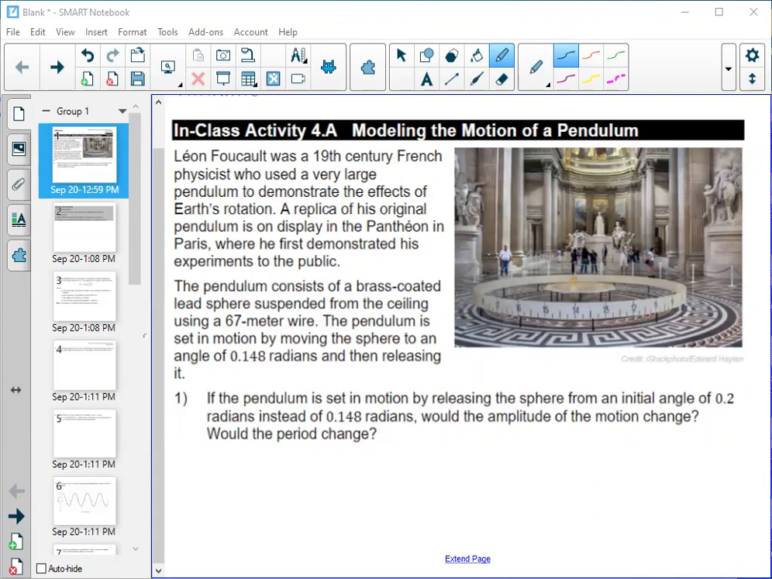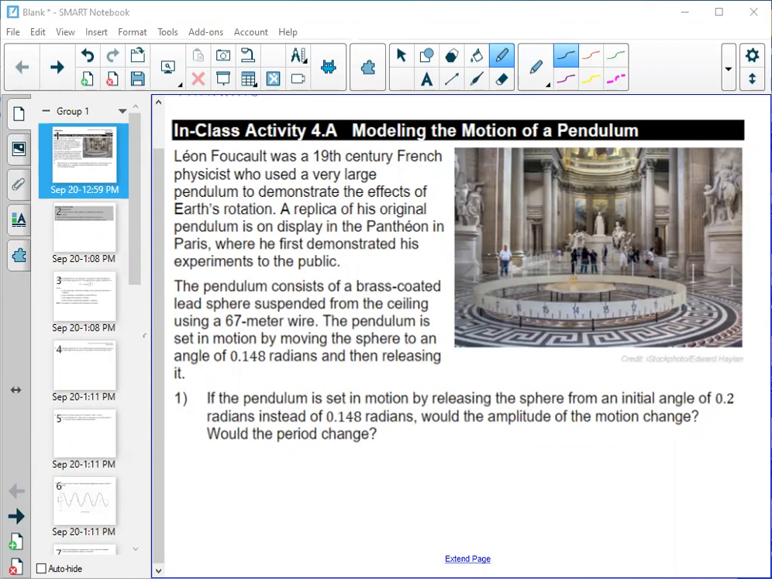In-class activity 4A, modeling the motion of a pendulum. Léon Foucault was a 19th century French physicist who used a very large pendulum to demonstrate the effects of Earth's rotation. A replica of his original pendulum is on display in the Pantheon in Paris, where he first demonstrated his experiments to the public. The pendulum consists of a brass-coated lead sphere suspended from the ceiling using a 67-meter wire. The pendulum is set in motion by moving the sphere to an angle of 0.148 radians and then releasing it.